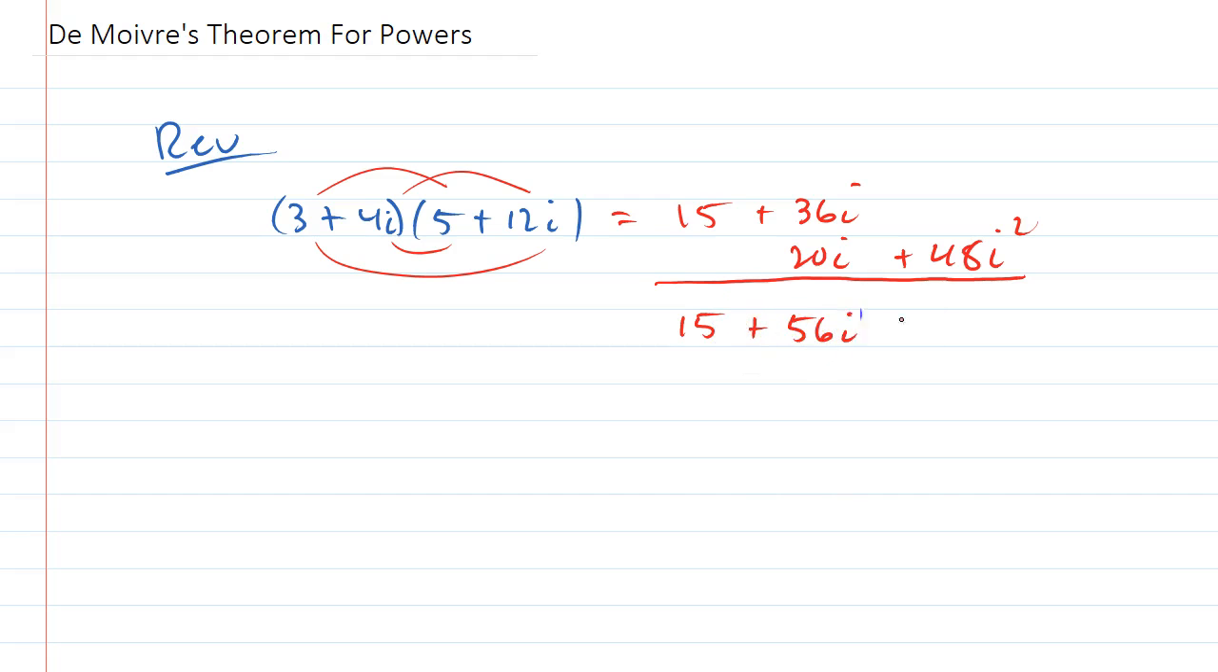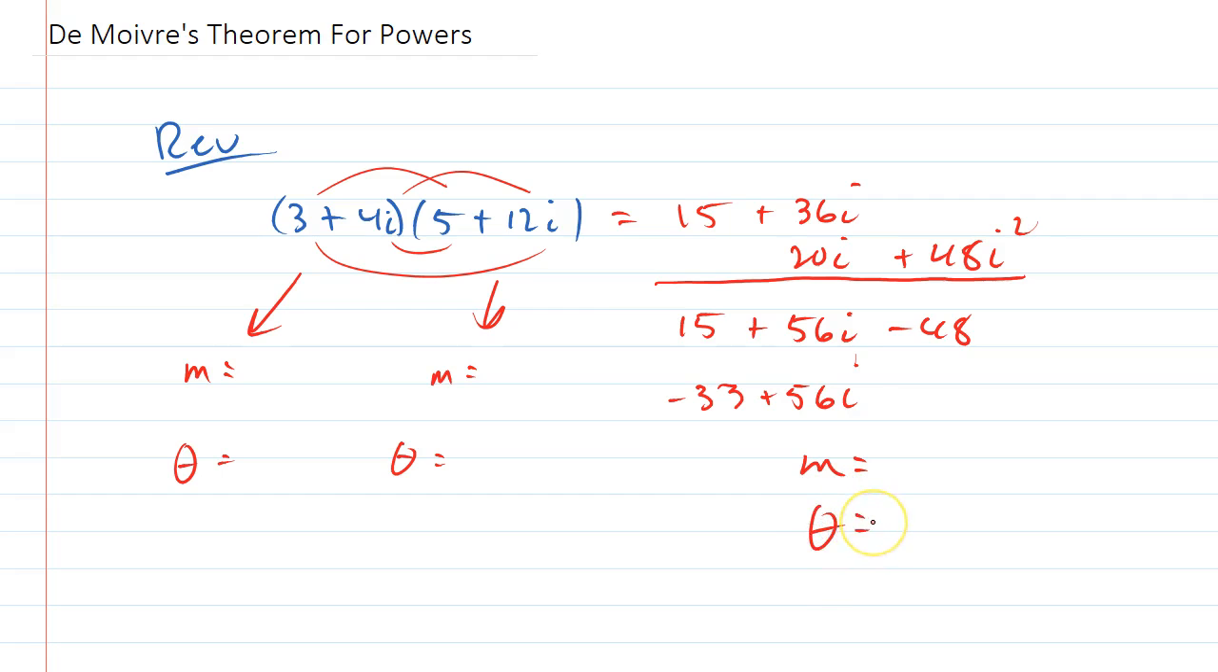Alright. The result here would be negative 33 plus 56i. That's how we originally did it earlier in the school year, but we learned yesterday that actually what we could do is find the magnitude of each of these, and then the angle of each of these, and use that to find the magnitude and angle of our new complex number, and this was called polar form.